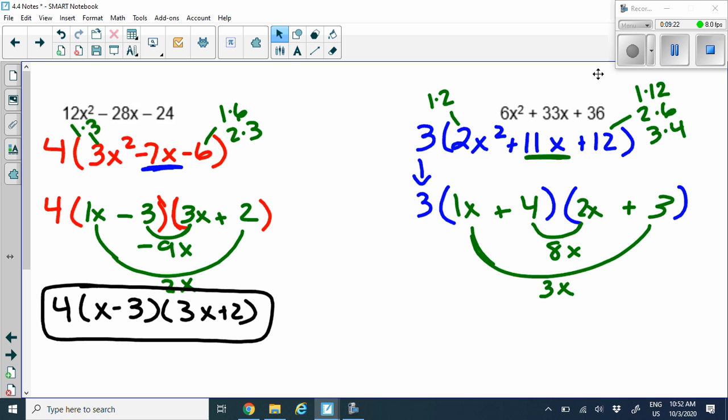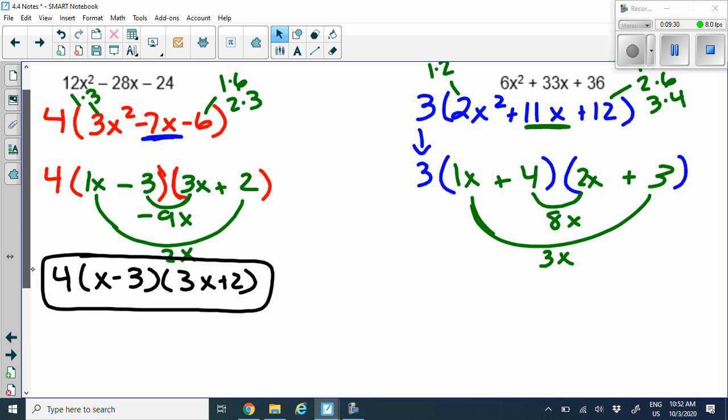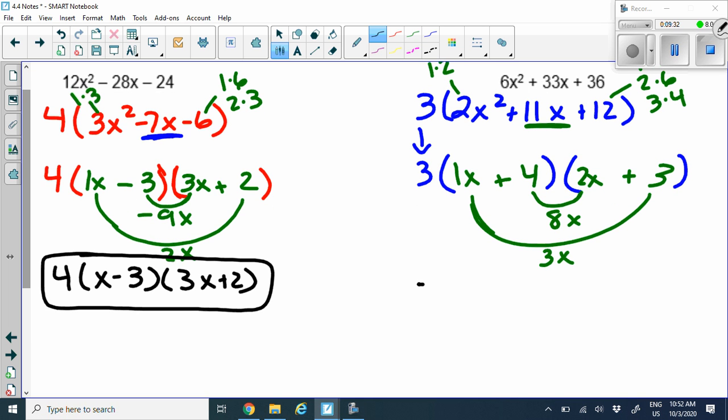Okay. So now let's just make sure this works out as well. So if we do positive 4 times a positive 3 and we multiply, we do get a positive 12. So our final answer here is going to be 3 times x plus 4 times 2x plus 3.